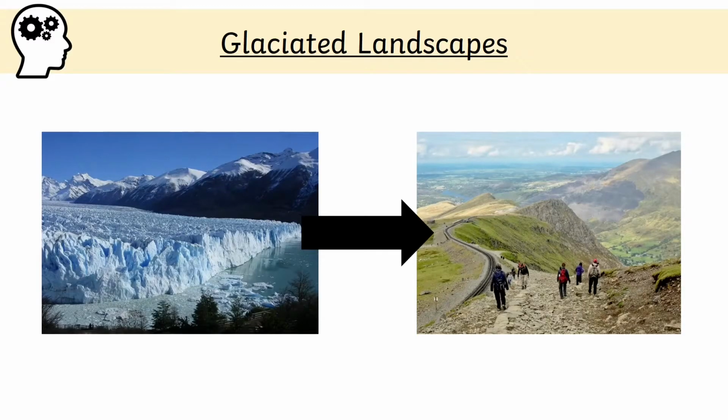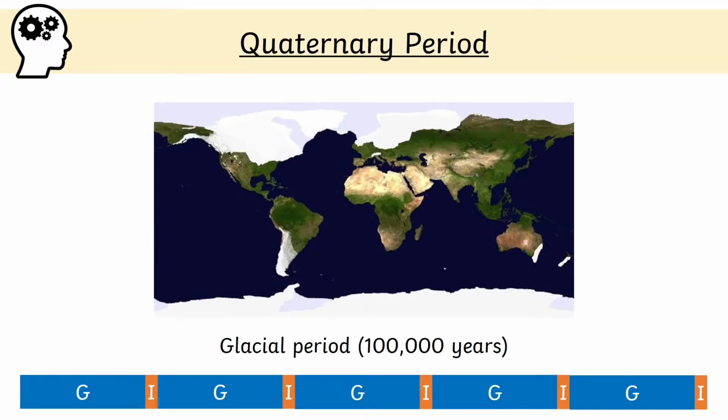Many of the UK's physical landscapes are actually glaciated landscapes. This means that an ice sheet used to cover the landscape and has altered its shape and landforms to the ones we see today. Over the past 2.6 million years, otherwise called the Quaternary Period, we have had periods of times where the ice has advanced from the poles to cover new areas, such as the UK, and this is shown in the map on the screen.